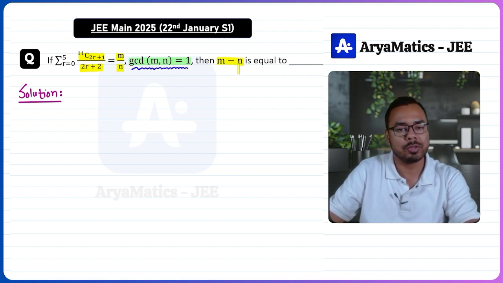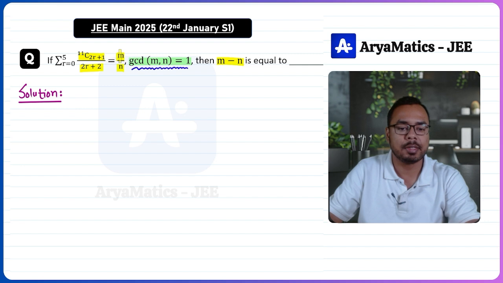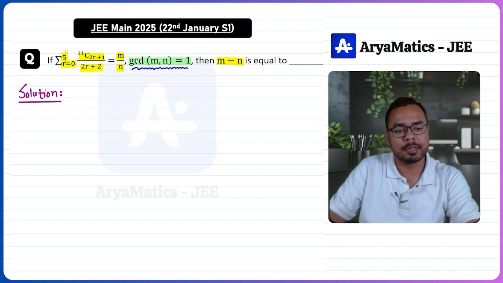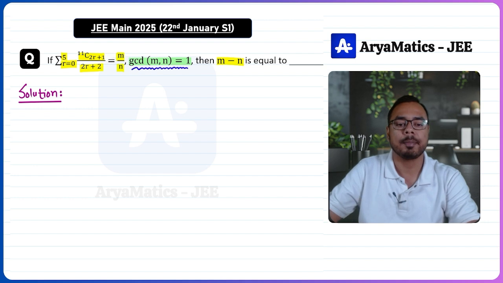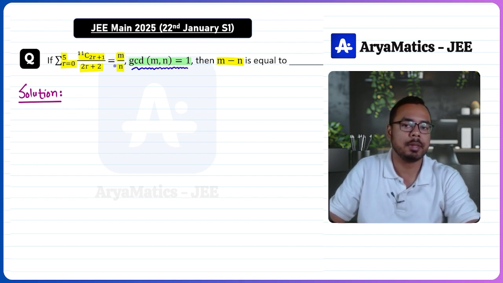Now m and n will have unique values only when there is no common factor between m and n, right? So first we have to find the sum of this series, and from there we have to find the value of m and n. Also, if there is any common factor between these two, then we have to cancel that one.